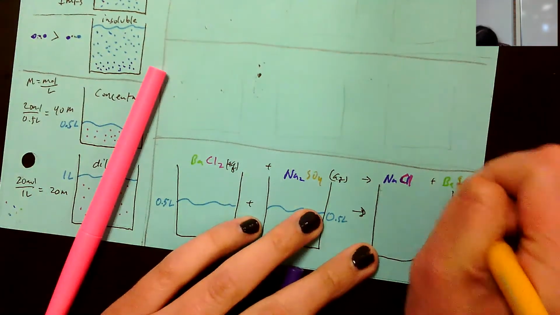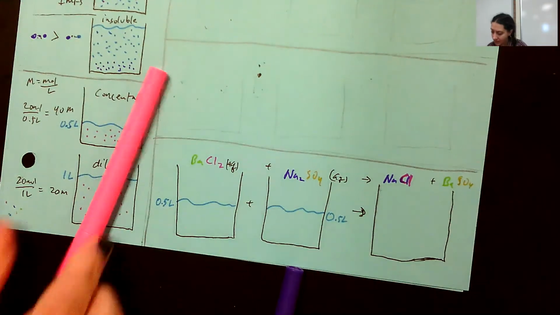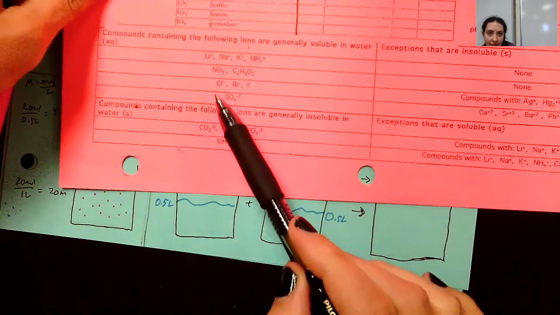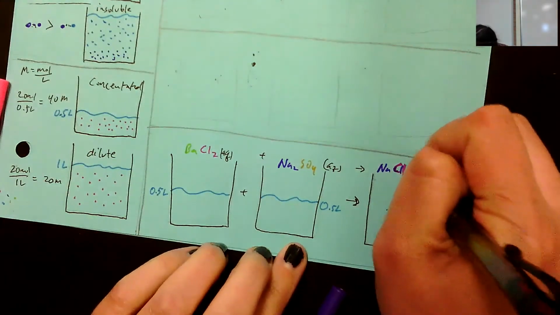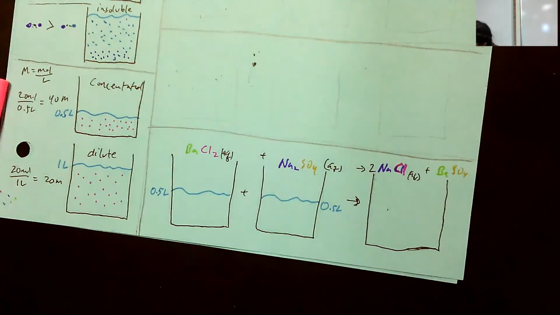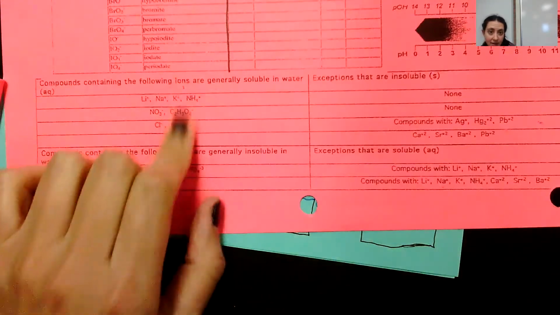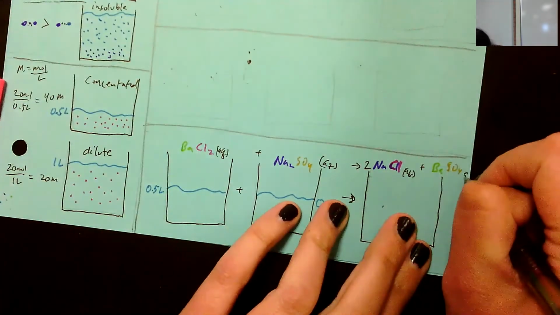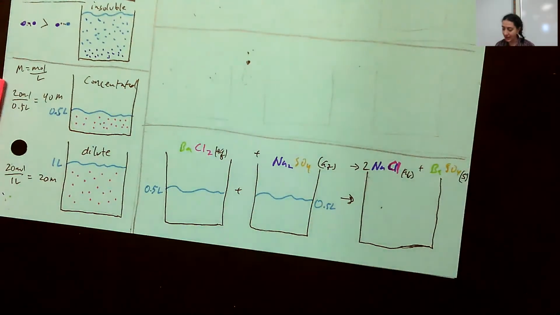Okay, so the question here now is, we've got these products. Are they soluble? So let's go back. Chlorine and sodium, definitely very soluble. We know that sodium chloride dissolves very readily. There's actually going to be two of them to balance the equation. But barium sulfate, let's find out. Sulfates are usually soluble, except barium is an exception. That means that barium sulfate is not soluble, and it's going to be a solid in this reaction. So this is an example of a precipitation reaction.